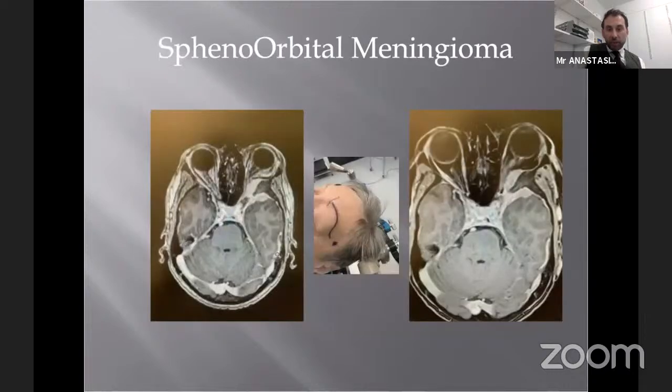This is the eyebrow approach that I'm using. It's a modification. We're using this even for extensive sphenoorbital meningiomata because the main aim here is to decompress the optic nerve. As you can see, it has been decompressed on the left side, and to provide a histopathological diagnosis.